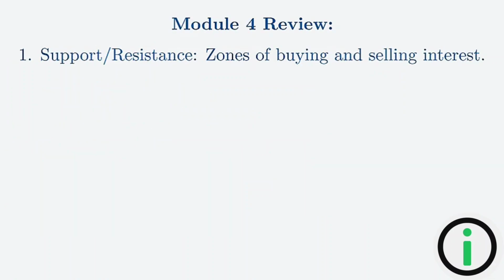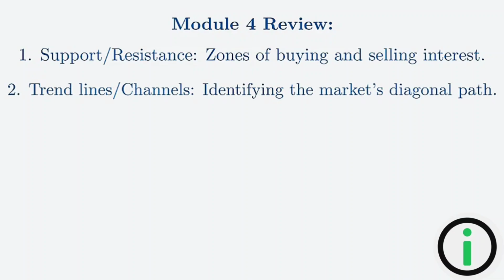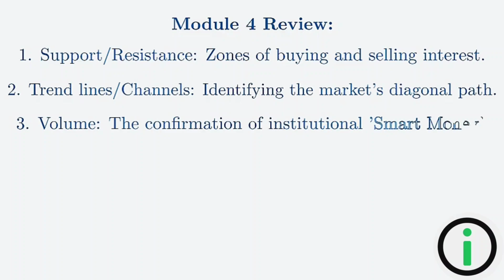Let's bring everything together in a quick review. First, we covered support and resistance, which are zones of buying and selling interest. Second, trend lines and channels help us identify the market's diagonal path. And third, volume acts as the confirmation of institutional smart money.